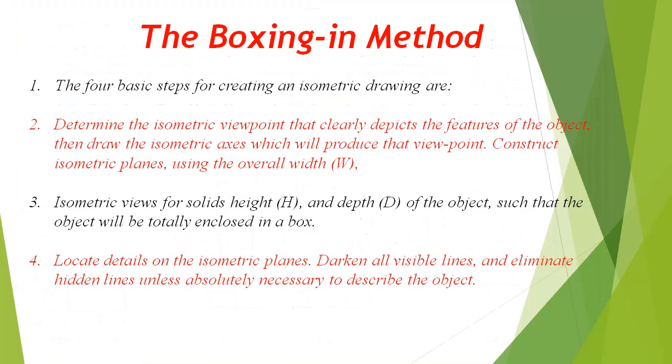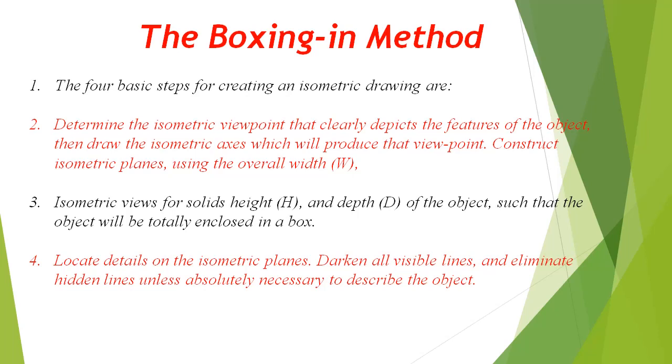Now we will learn method of drawing isometric projection. Following are the steps in drawing isometric projection. 1. The basic steps for creating an isometric drawing are as below. 2. Determine the isometric viewpoint that clearly depicts the features of the object, then draw the isometric axis which will produce that viewpoint. Construct isometric planes using the overall width, isometric views for solid heights and depths of the object such that the object will be totally enclosed in a box.